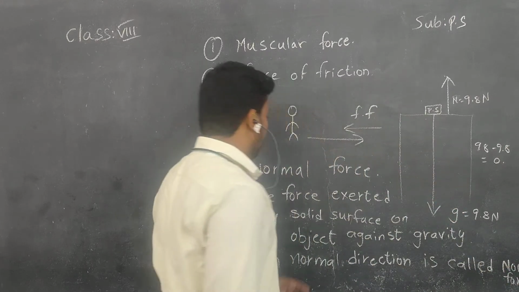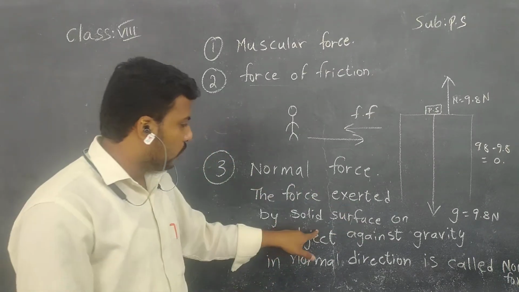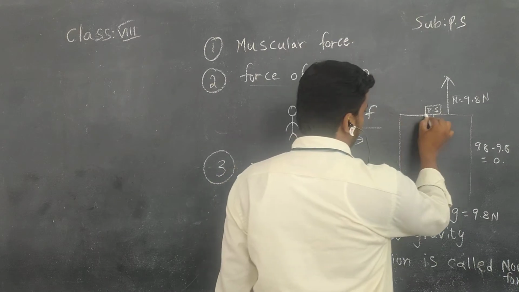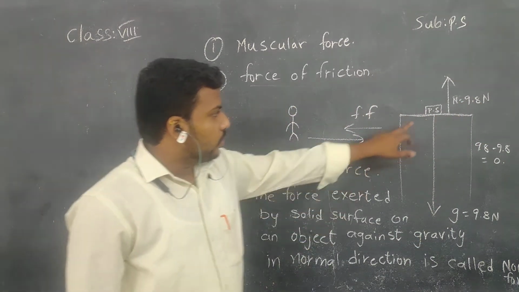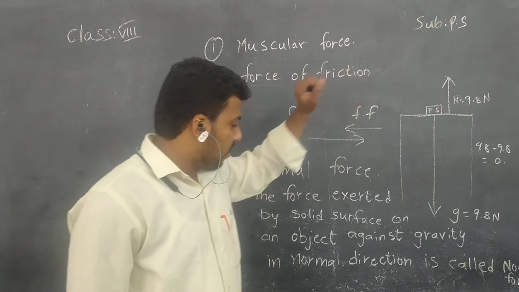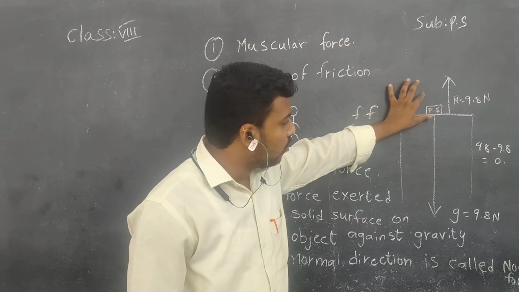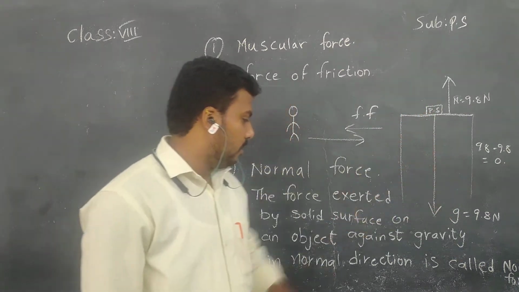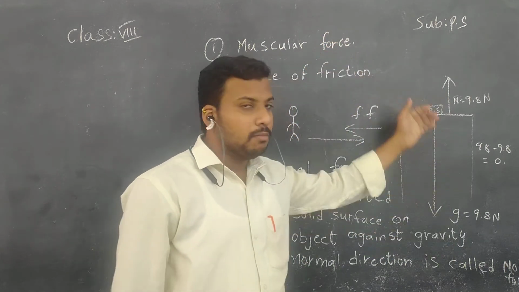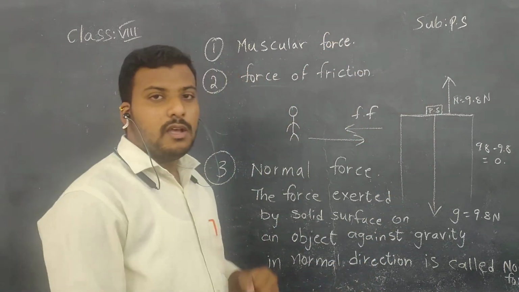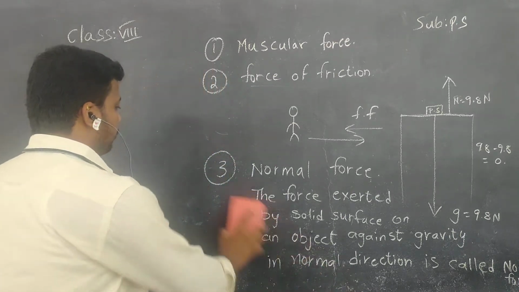So children, here the force exerted, exert means applying, by the solid surface. Who is the solid surface? The table surface is the solid surface, on an object. This PS textbook is an object, against gravity. Yes, it is supporting the PS textbook against the force of gravity in the normal direction. Yes, it is in the upward direction. This is called normal force, children. Okay children, next we will see the last contact force, that is tension.